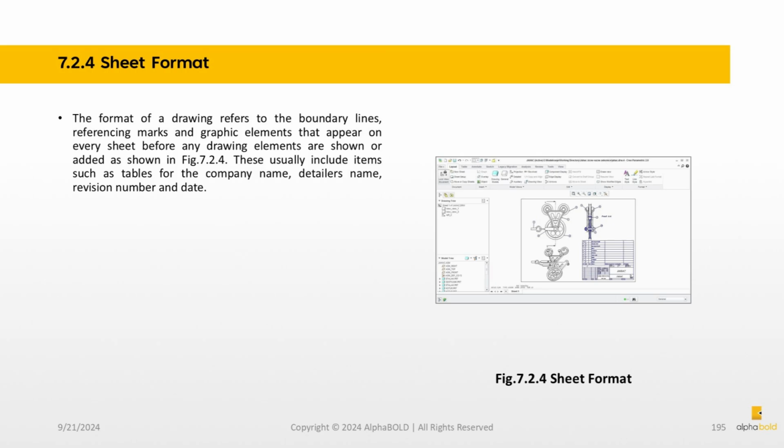Sheet format. The format of a drawing refers to the boundary lines, referencing marks and graphic elements that appear on every sheet before any drawing elements. These usually include items such as tables for the company name, detailer's name, revision number, and date.